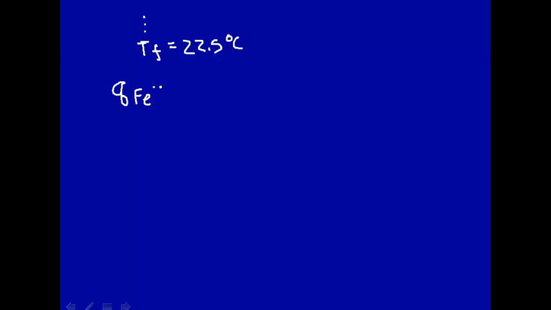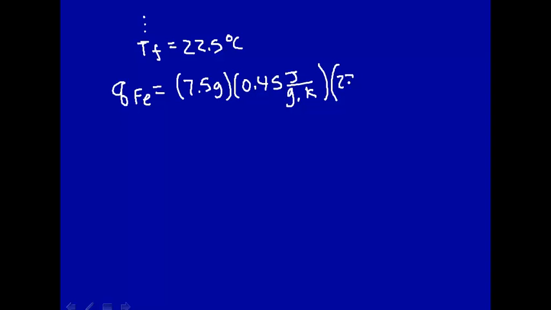Q for iron is the mass of iron, 7.5 gram, times the specific heat capacity of iron, which is 0.45 joule per gram per Kelvin, and the final temperature, 22.5 degrees C, minus the initial temperature of the iron, which was 100 degrees C. And this comes out to be 2.6 times 10 to the second joule. And note that this has a negative sign, so it's minus.